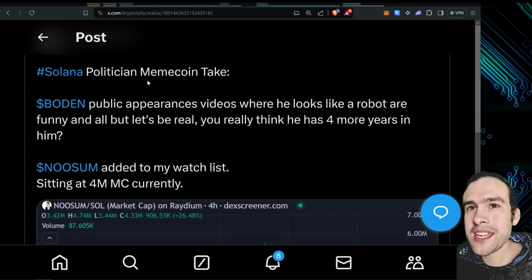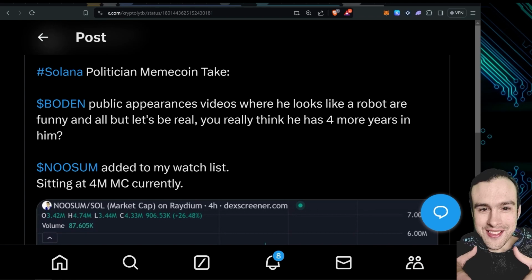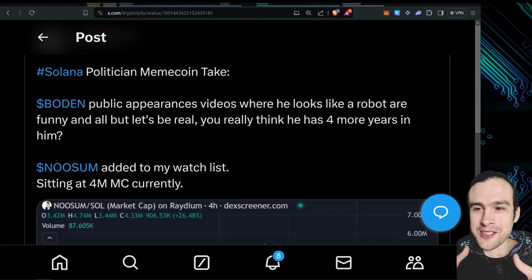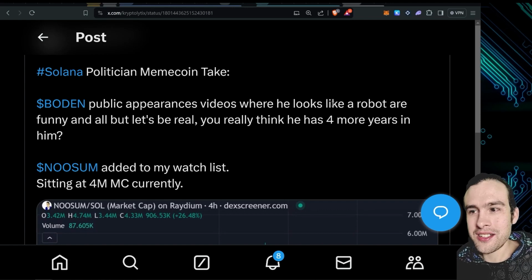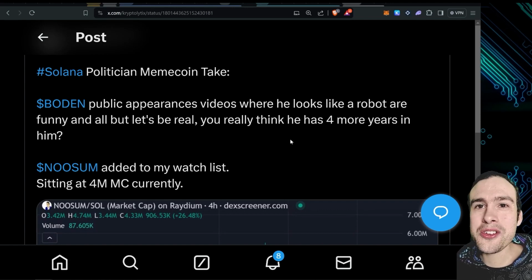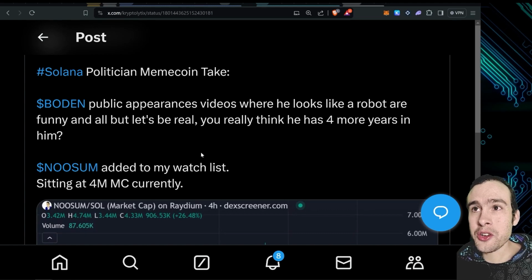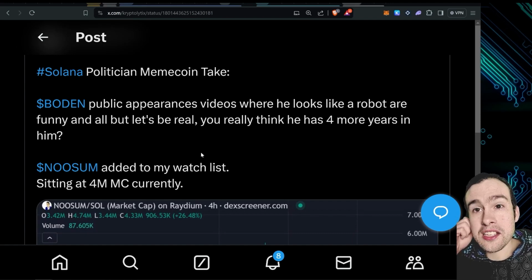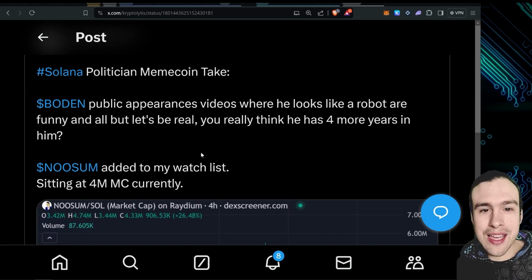But this is my take on the Solana politician meme coins. Biden's public appearance videos where he looks like a robot, just standing there with his hands like this, not really knowing where to go or what to do, freezing up and walking off in the other direction, confused. I mean, they're good and all, but let's be real. Do you really think he has 4 more years left in him? I don't. And according to a lot of the news that I watch, all independent media and stuff like that, a lot of people are saying that there's a good chance. And again, nothing's guaranteed.